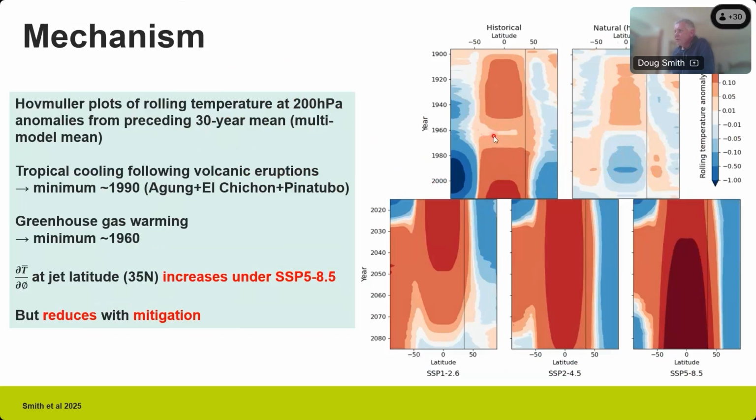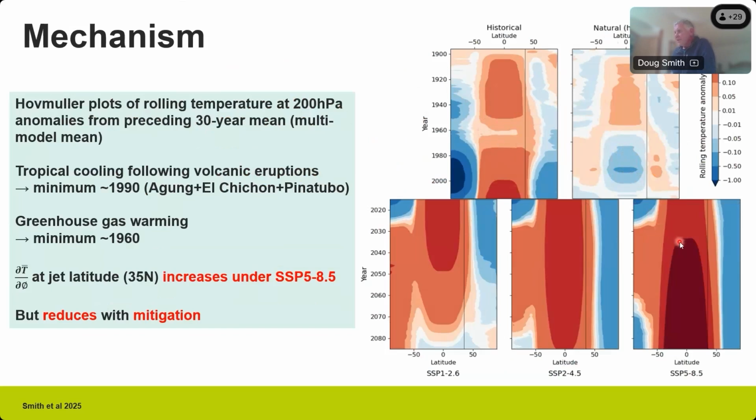And I think that's what explains why the natural simulations had this minimum in the NAO around about 1980, whereas in the real world and these constrained simulations with all forcings, that minimum occurs around about 1960.